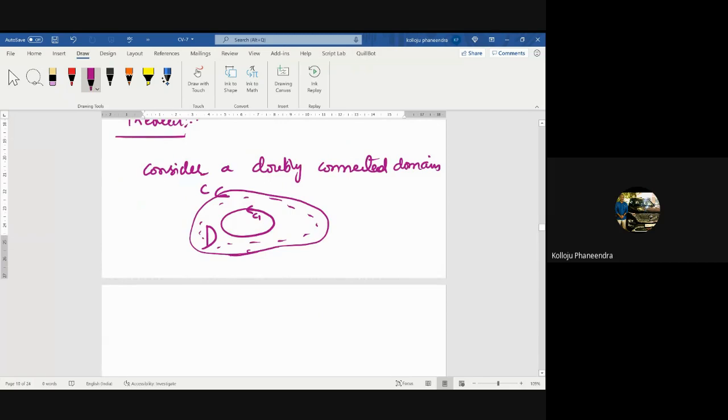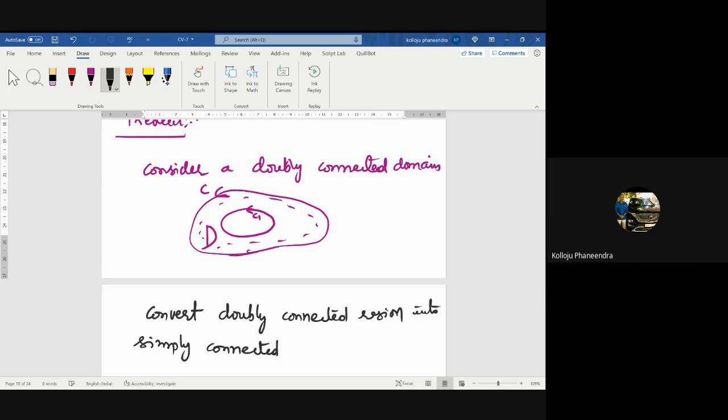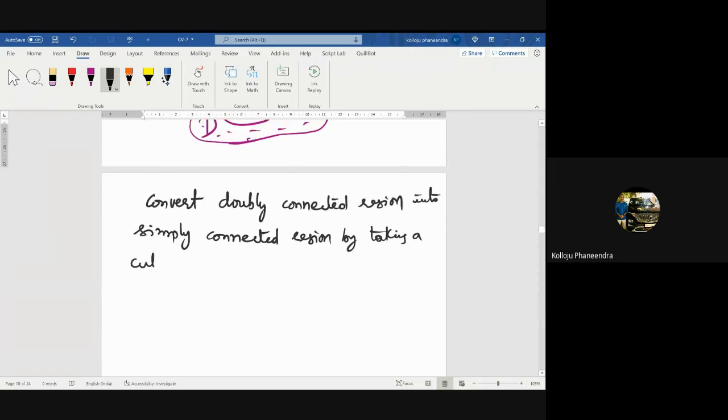To apply Cauchy's theorem, I need only a simply connected domain. Now I have to convert this doubly connected region into a simply connected region by taking what? Already told you, by taking a cut.